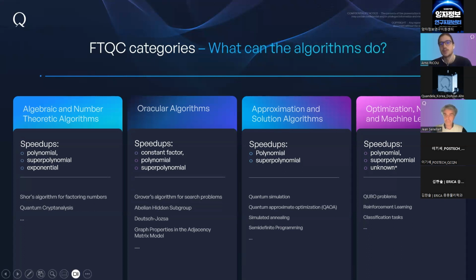Last category: optimization, numerics, and machine learning. There are known machine learning algorithms that will provide a super polynomial speedup on the quantum machine. Most of them are applied to quantum data, which makes sense, as it's faster and better to learn quantum data on a quantum computer than on a classical one. And so you have a bunch of classification tasks, reinforcement learning, and more. Again, to have more details about each algorithm and the papers related to them, I strongly suggest going to quantumalgorithmzoo.org.